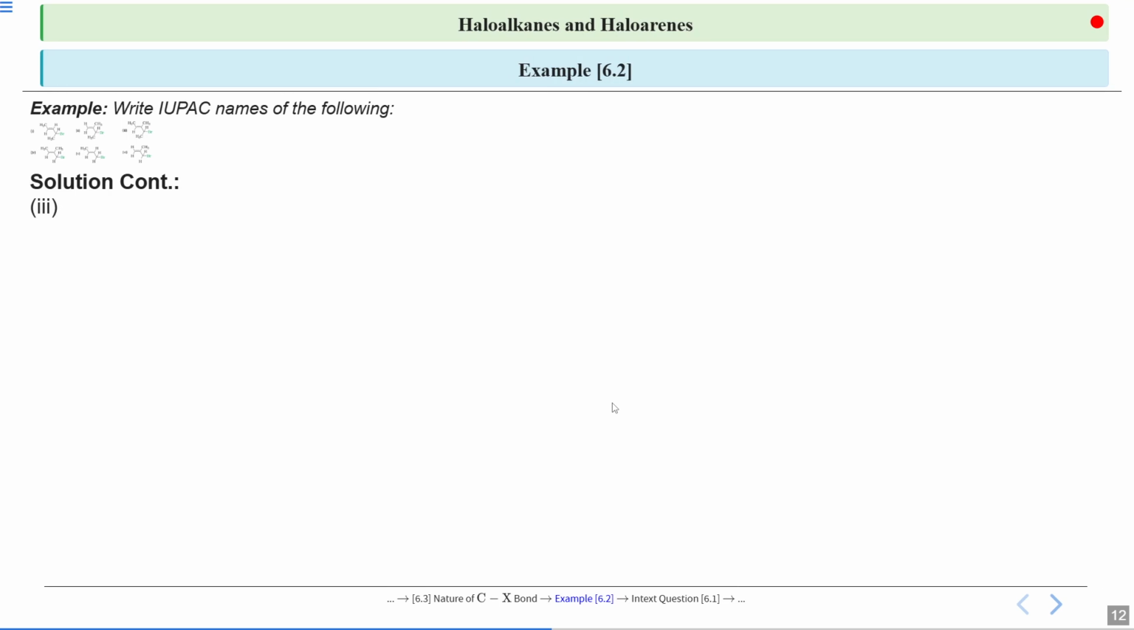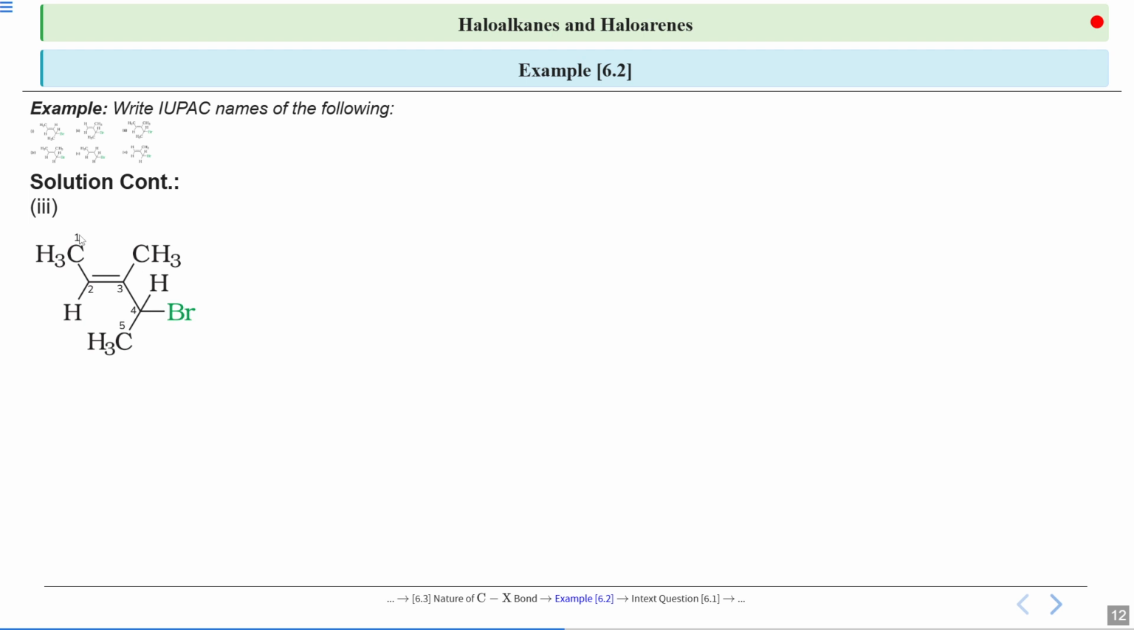Now let's see the third structure. Third structure is this, where you follow the same steps, selecting the parent chain containing the maximum number of carbons. Let's see. If you start from this carbon, at which 2 is written here, so 1, 2, 3, 4, you will get 4 carbons in your parent chain. If you start from this carbon, 1, 2, 3, 4, or 1, 2, 3, 4, then 4 carbons are coming.